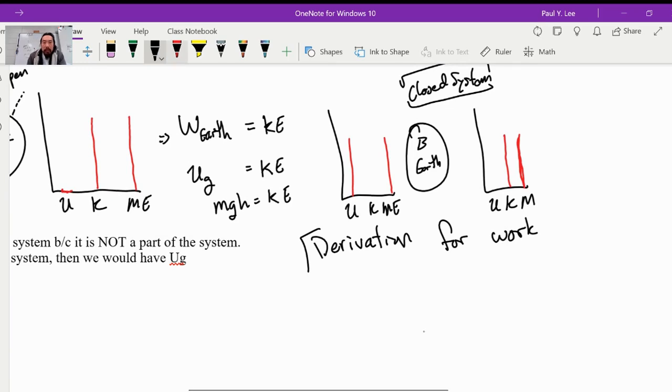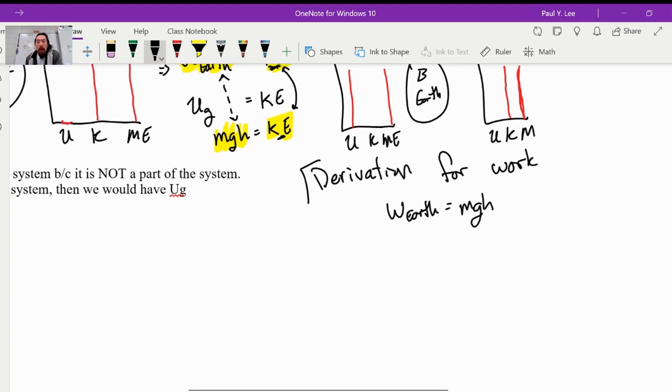If we take a look at this and this, because we know that KE is just KE, we can set the KEs equal and substitute into each other. And so if we do that, we can see that the work of the Earth is equal to mgh. Those two are equal to each other if we set these two equal to each other. Now, let's break this down.